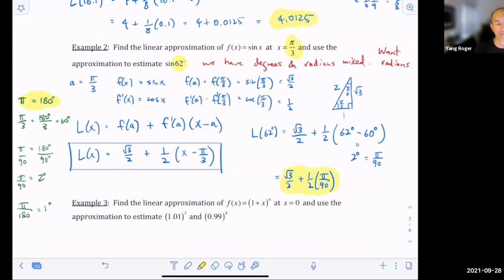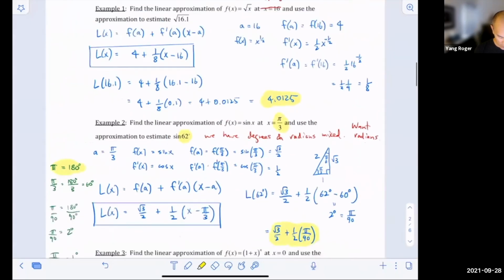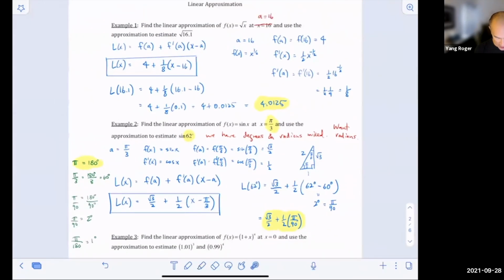The first example here was just trying to capture the idea that we need to choose the a that's close to 16.1, so 16 is a good choice of a. The second example emphasizes the difference between working with degrees and radians. We always want to work with radians. Are there any questions about these? Okay.